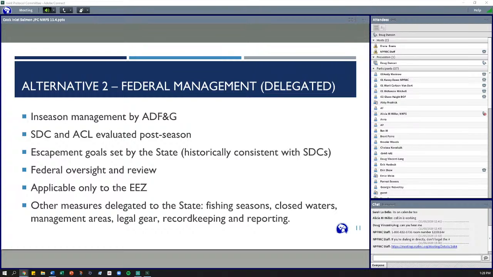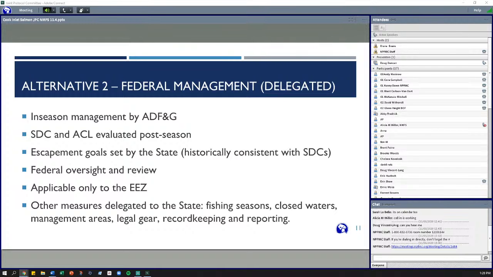So under Alternative 2, which again is management of the Cook Inlet EEZ salmon fishery delegated to the state of Alaska, similar to the crab and scallop FMPs.